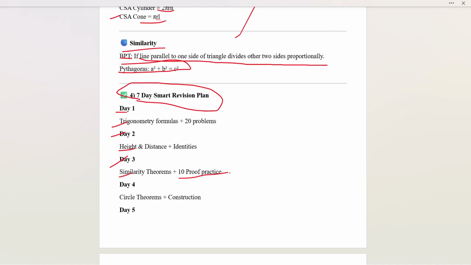So it is most important, 10 proof practice. And here 20 problems for your trigonometry. Okay, so you can solve 20 problems. So for day 4, from the circle chapter you can prepare theorems and constructions. So move to the next, it is day 5.